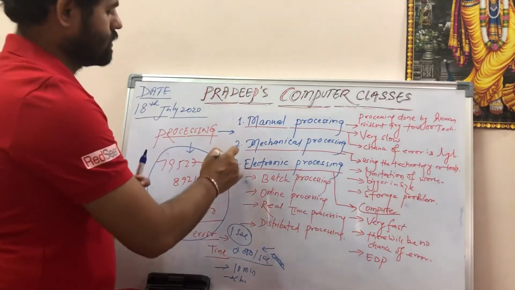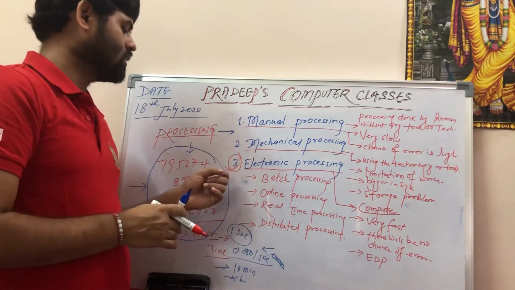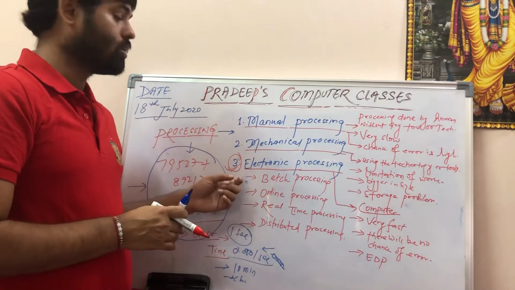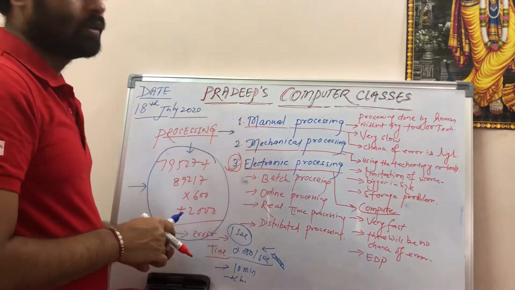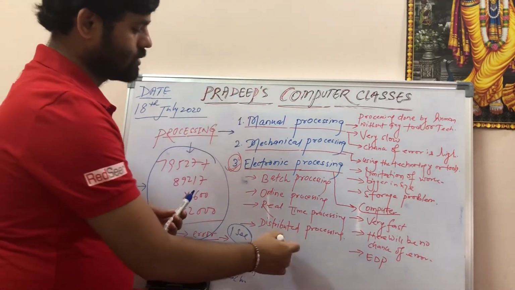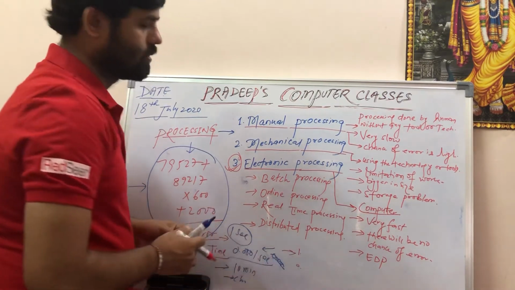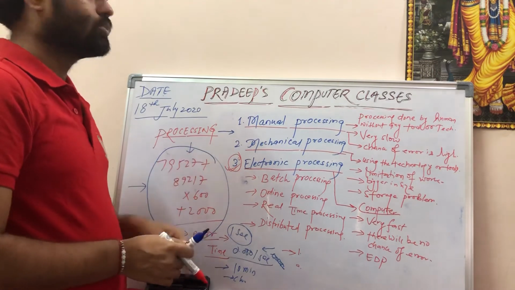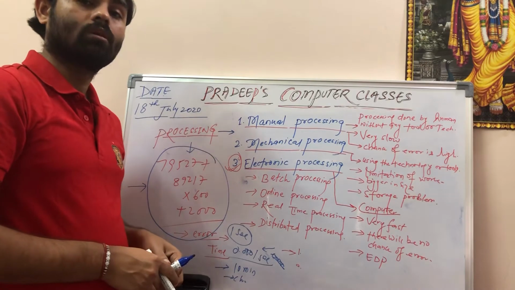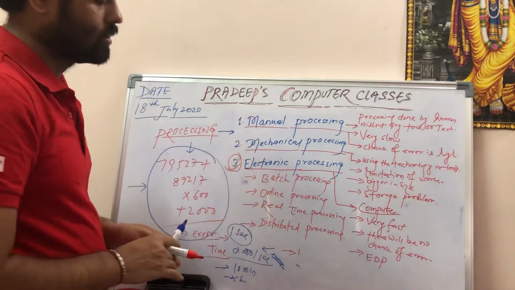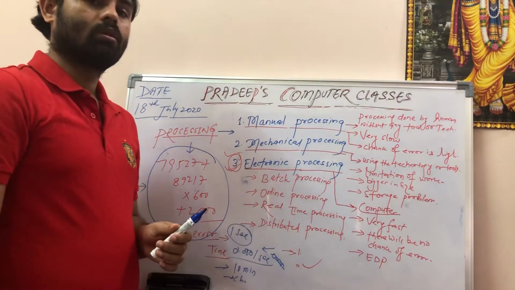Here is one very important question you have to remember. You can ask any other person also, and you can see this question is asked in many exams. The first question will be: the computer is, option A, manual processing device; option B, mechanical processing device; option C, electronic processing device; option D, none of these. What will you tick? You will tick C, it is an electronic processing device, right?